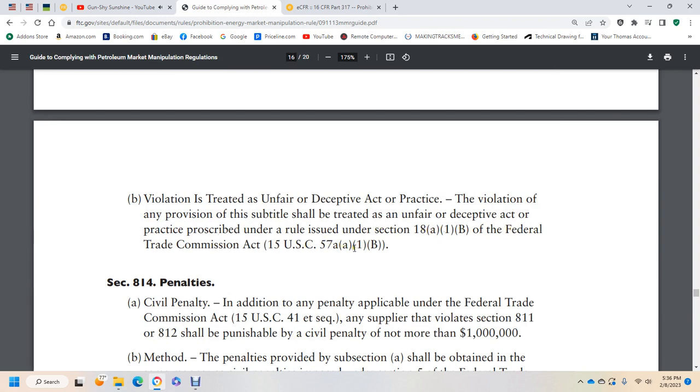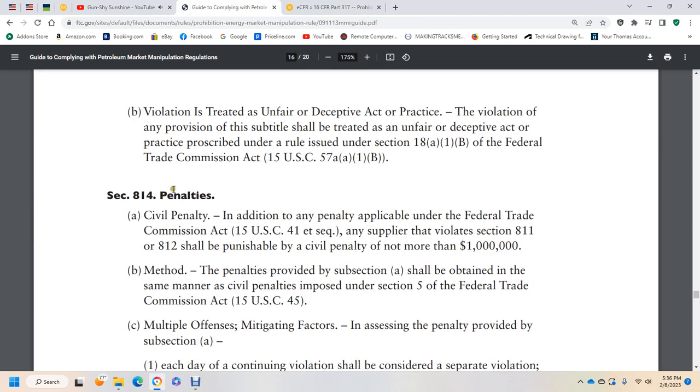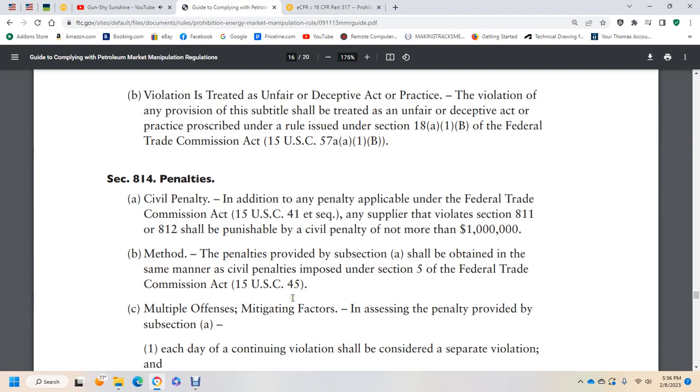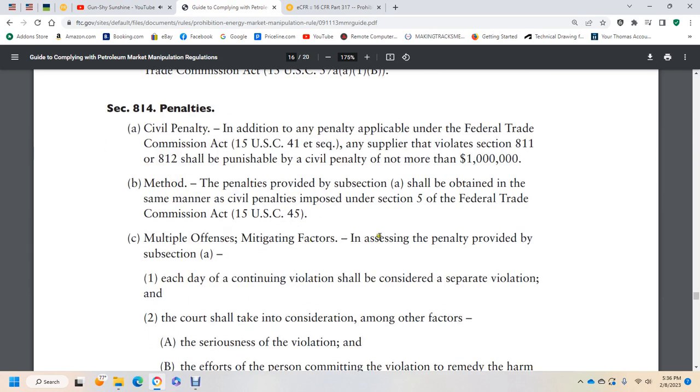Section 814, Penalty. Civil penalty. In addition to penalties under the Federal Trade Commission Act, Title 15, U.S. Code 41 et seq., any supplier who violates 811 and the regulations issued thereunder is punishable by a civil penalty of not more than $1 million. The penalties provided in subsection A shall be obtained in the same manner as civil penalties imposed under Section 5 of the Federal Trade Commission Act, Title 15, U.S. Code 45.